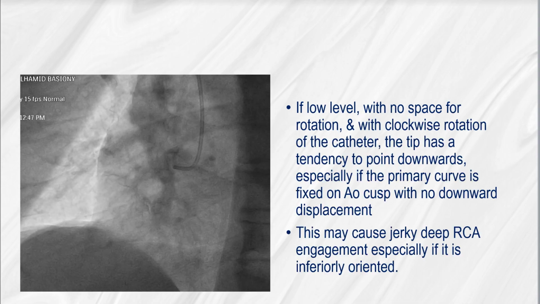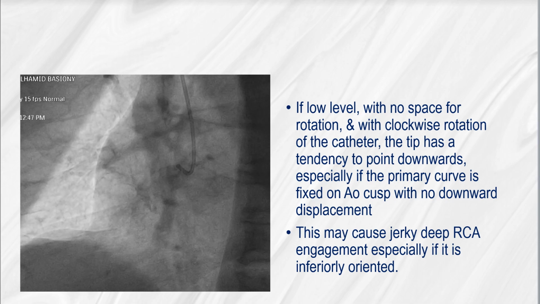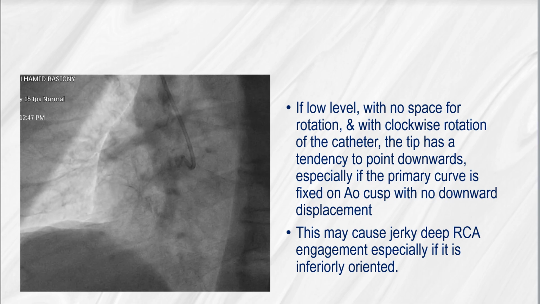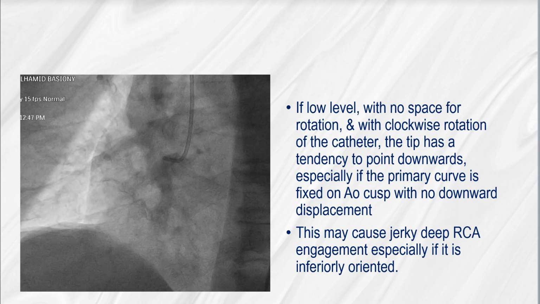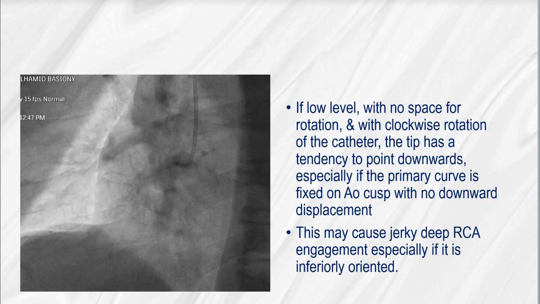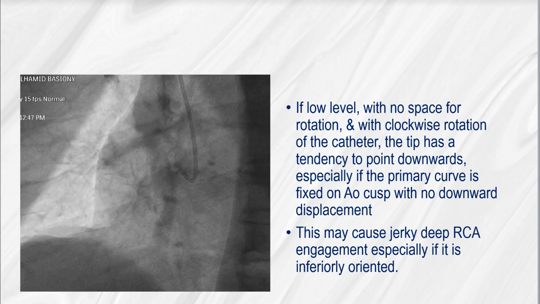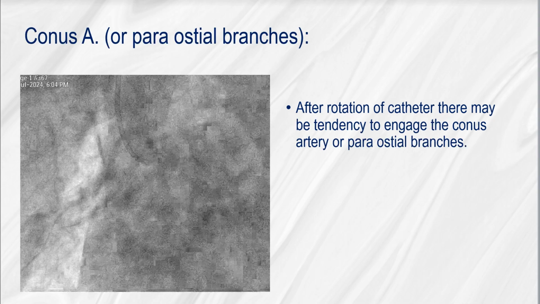If at a low level with no space for rotation, and with clockwise rotation of the catheter without traction, the tip has a tendency to point downwards, especially if the primary curve is fixed on the aortic cusp with no downward displacement. This may cause deep, jerky RCA engagement, especially if it is inferiorly oriented. The other option is to change the approach to the low approach, as said earlier.